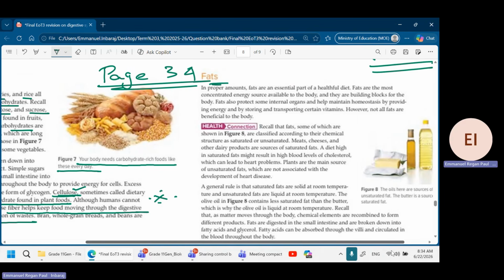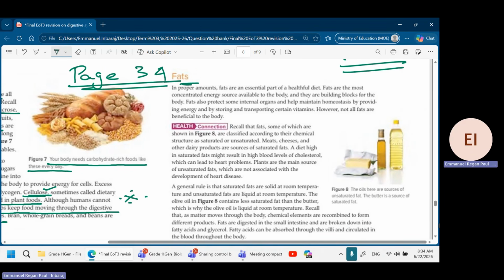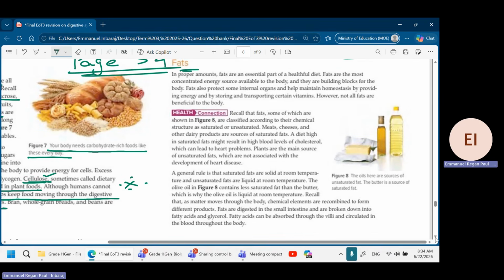Fats. In fat, what you need to study maximum will be this. You see here? Oil. This is oil. The oils are sources of unsaturated fats. And the butter is a source of saturated fat. You see, this butter, this is saturated. And the oils are unsaturated. Which is important for us?